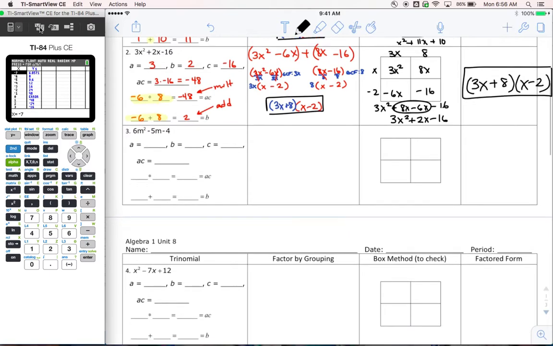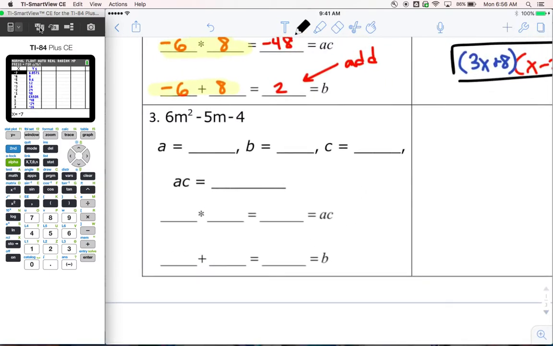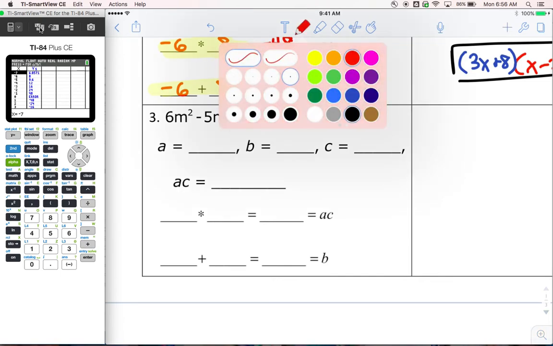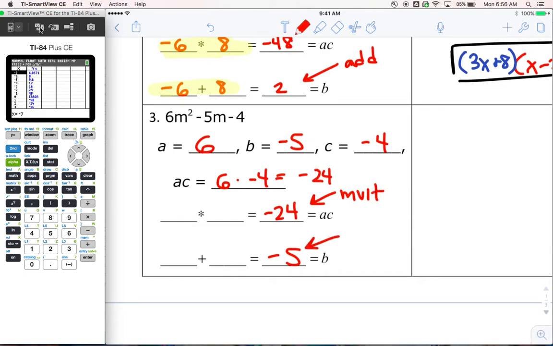All right, we're going to go ahead and try the next one, example number 3. Let's identify A, B, and C. A is 6, B is negative 5, and C is negative 4. A times C is 6 times negative 4, which is negative 24. And B is negative 5. So what two numbers multiply to negative 24, but add up to negative 5?